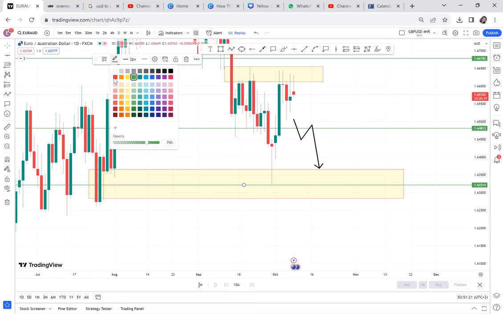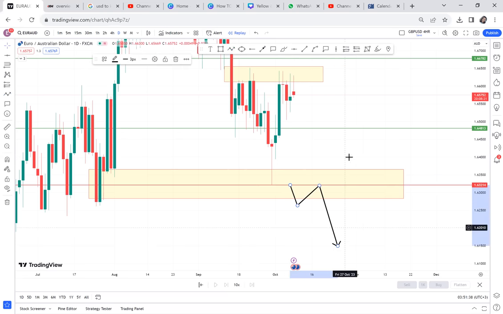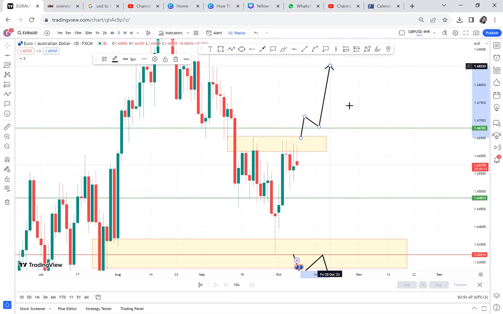So Euro AUD, don't look for this half to be broken. Look for point 1.6321 to break. So we will be looking for Euro AUD, avoid it unless they break this area. See that area, or unless they break this half. If they break this half, you're good to go. That market will proceed up.